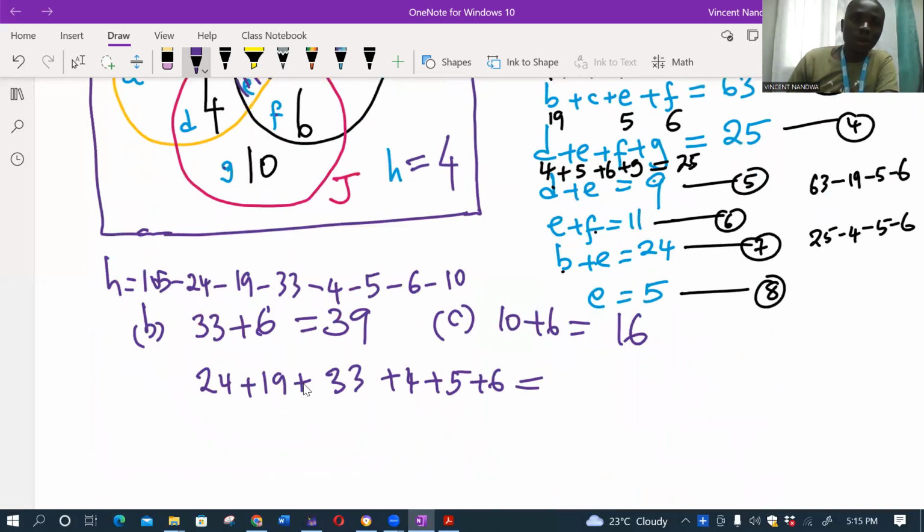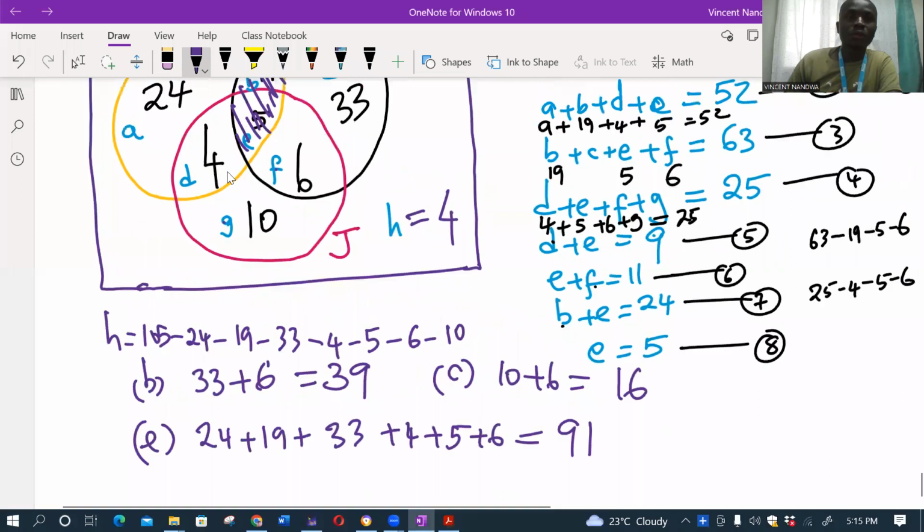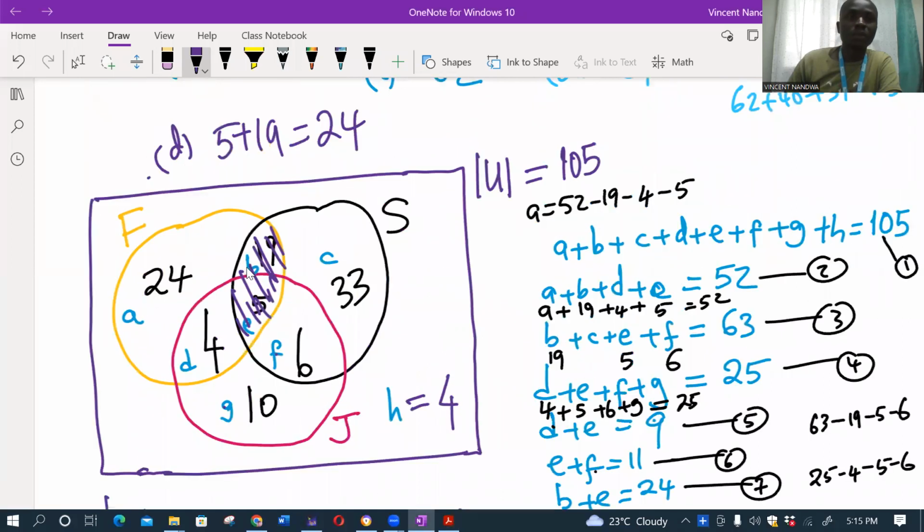And then with this one, when you add, you get 91. So this is the answer to part E, which asks to find the number of adults who had studied French or Spanish. So it means we are either in F or S. So A plus B plus C plus D plus E plus F.